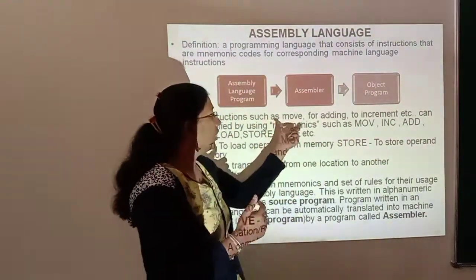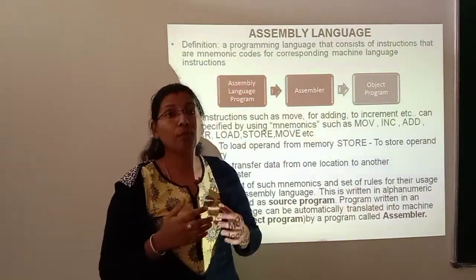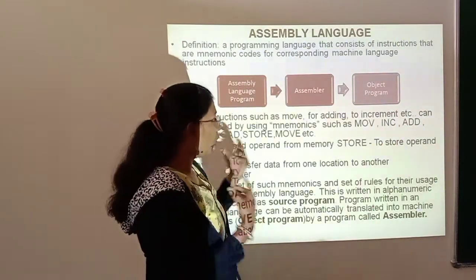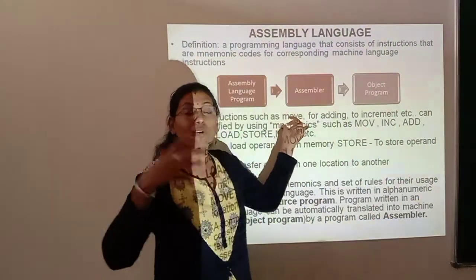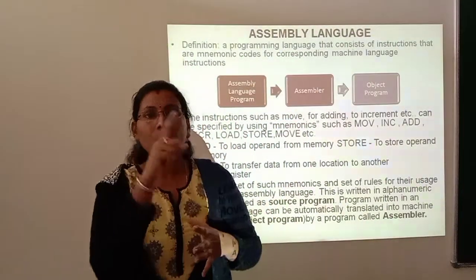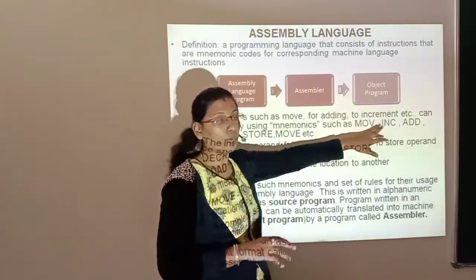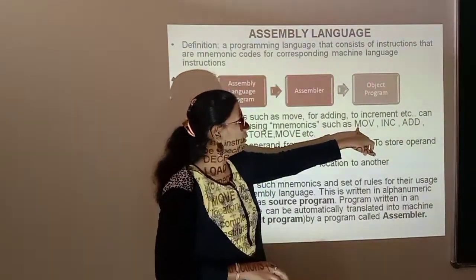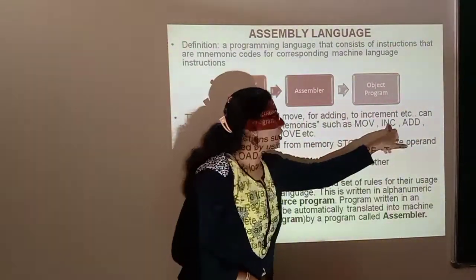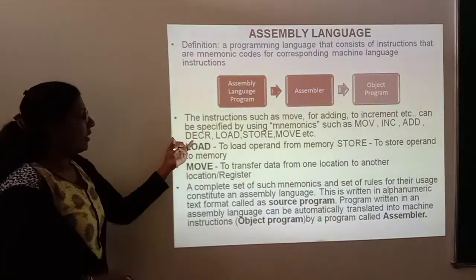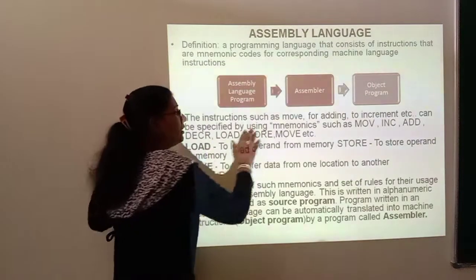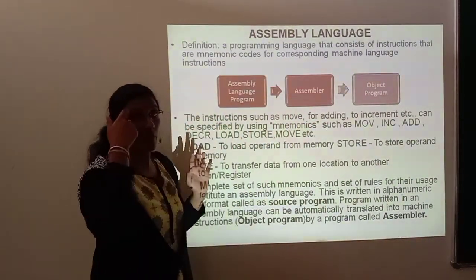One more name you can give for a mnemonic is opcode. What do you mean by opcode? Opcode is an operation, correct? That opcode can be represented using mnemonic symbols. So a mnemonic is nothing but an opcode, the code you are going to use for an operation. MOV for move, INC for increment, ADD for adding, and also decrement, load, store, etc. All these are called mnemonics, used to do some operation.